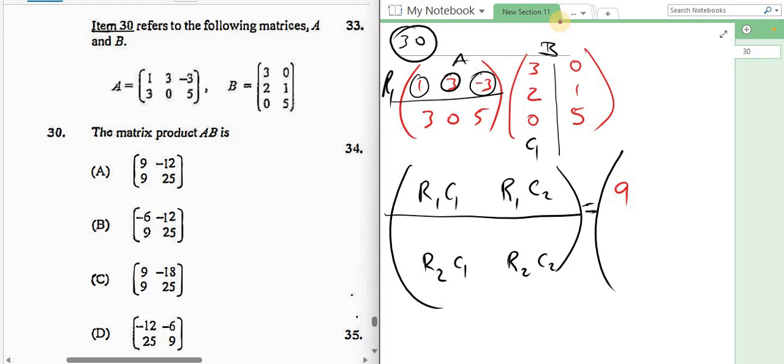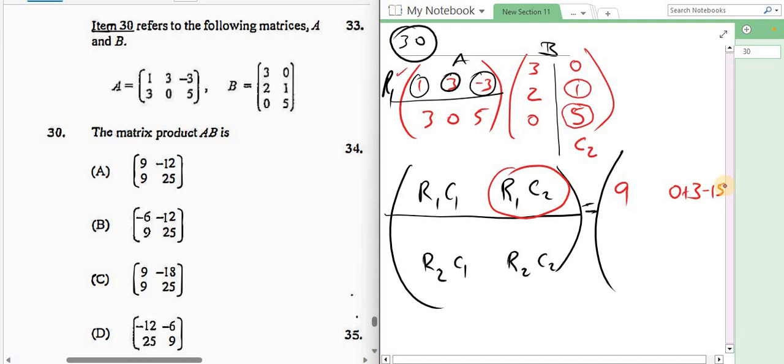So we're going to say now row 1 by column 2, right? So our answer is going to go here. Same row, but second column. So row 1 times column 2. It's going to be 1 times 0, which is 0. Plus 3 times 1 is 3. And negative 3 times 5 gives us negative 15. So we have 0 plus 3 plus negative 15. What's the answer going to be? Negative 12, because that's 3 minus 15, and the signs are different, so subtract and keep the sign of the 15. Negative 12.